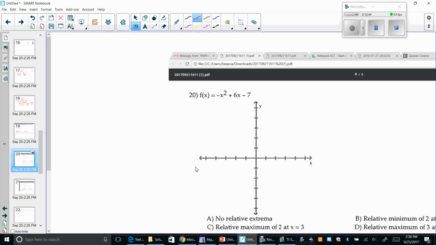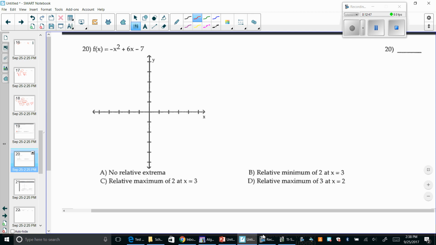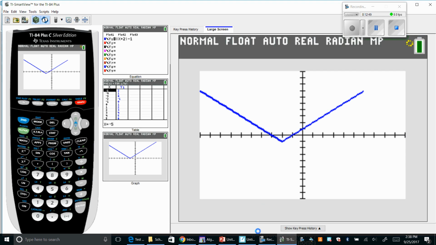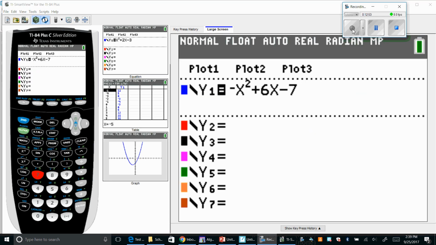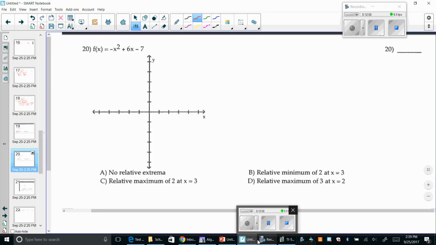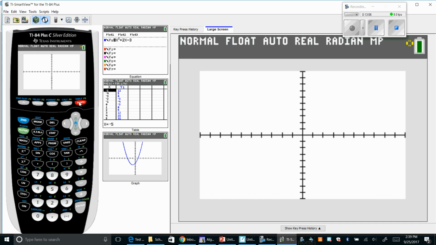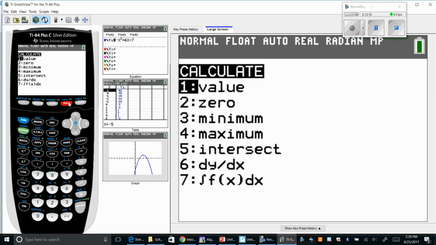Number 20. All right, we're going to graph this one. I've gone to the calculator and typed in this equation, -x squared plus 6x minus 7. They want me to tell if there's any minimums or maximums, or if there's not any relative extrema. So I'm going to graph it. And this appears to have a maximum right here. So it looks like it's about at 2, but just to make sure, I'm going to do second trace. I want a maximum, which is 4.